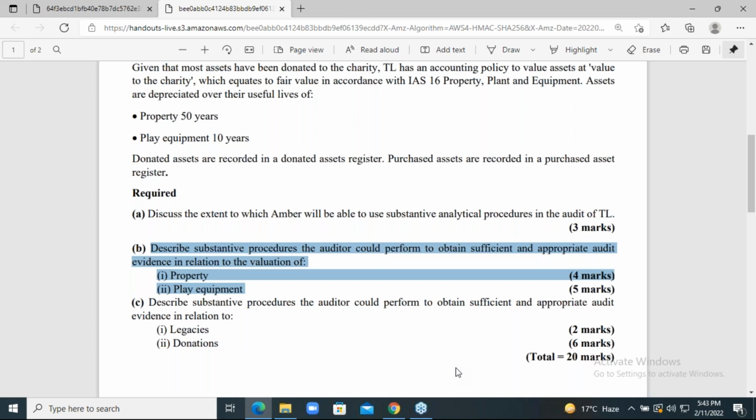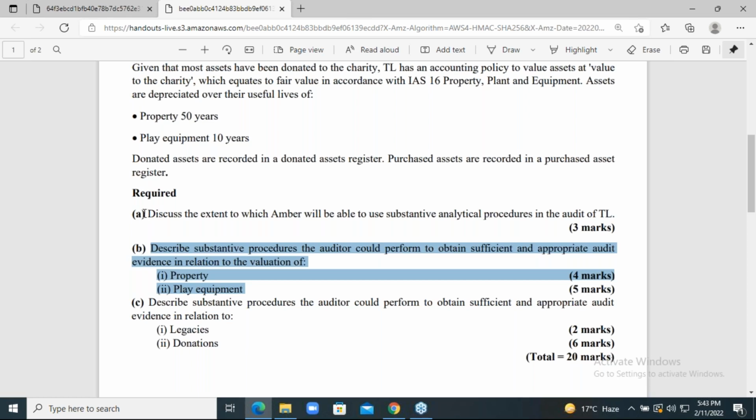Also, describe the substantive procedure the auditor could perform to obtain sufficient and appropriate evidence in relation to legacies and donations. Now, dear students, I need you guys to focus on this. Requirement B and requirement C. These are the two requirements on which we are going to discuss.